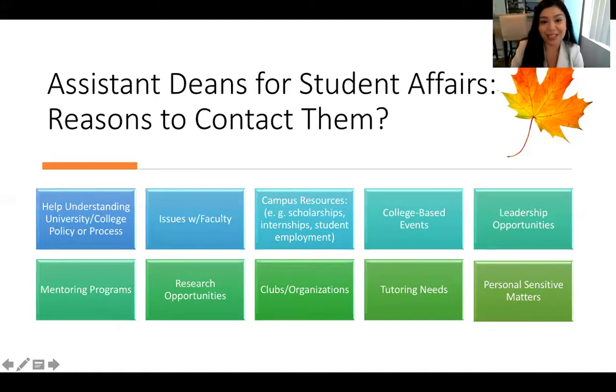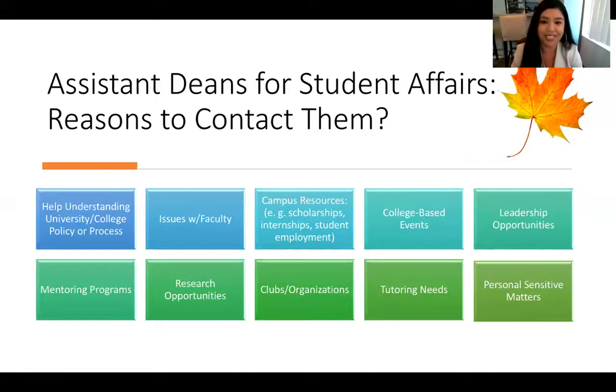So I'm going to talk a little bit about the reasons why you would contact us. As Assistant Dean Flores already mentioned, I'm going to go into a little bit more detail on these different points. I'm going to start in the top row, then move to the second row. So first, it is really helping students understand university and college policies and procedures. We know at times that could be really complex. Sometimes, in general, students may not be familiar with them. And so we help you navigate that.